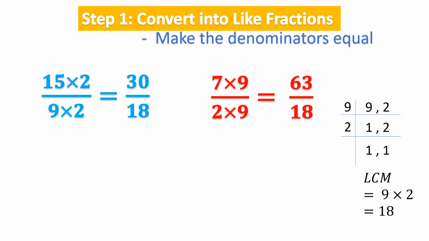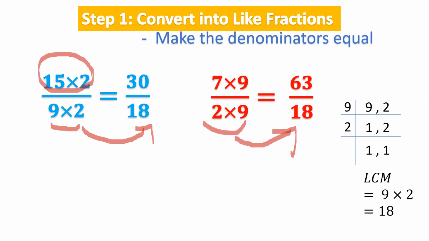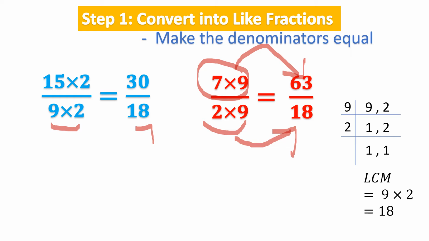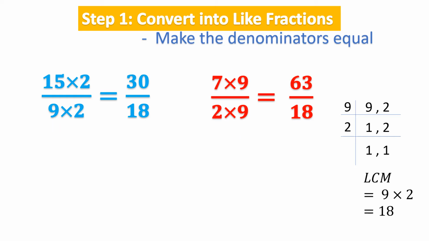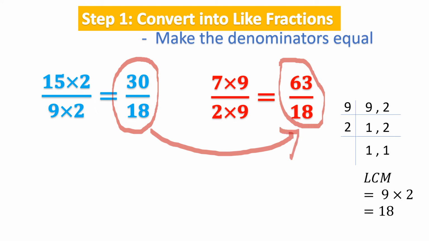So you can see here 9 into 2 became 18, then 2 into 9 became 18, and this one 15 into 2 became 30, and this one 7 into 9 became 63, right? So here you can see that now this fraction and this fraction have become like fractions. Now you might think that this is a different fraction now. How will I look at these two fractions and compare them?